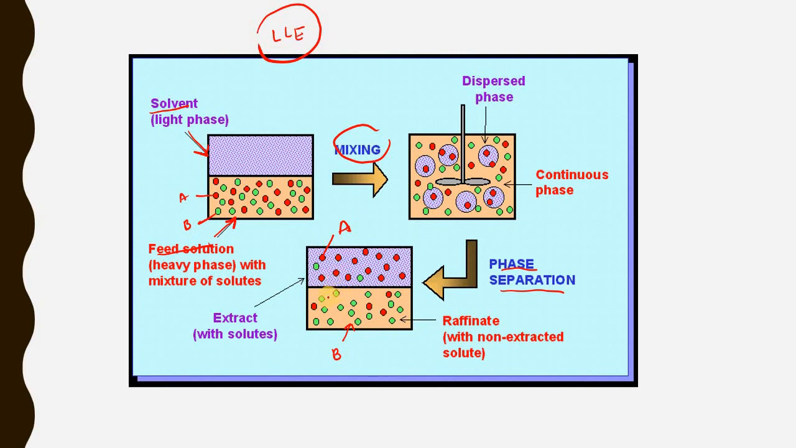The diffusion of solute A from the feed solution to the solvent, that we call diffusion, and it involves flux. So we will calculate the flux. This is liquid extraction, where the solvent only extracts one type of solute, only favorable to one type of solute. So the diffusion of solute A from the feed through the solvent is what will be calculated here.